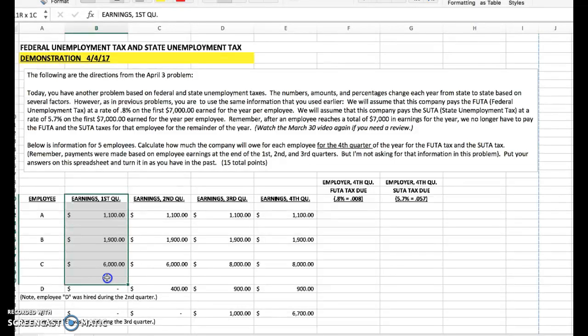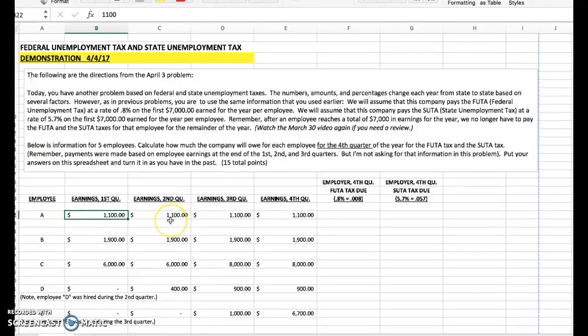In the first quarter, we only had 3 employees. The other 2 were not hired yet. And the second quarter earnings are there, third quarter and fourth quarter. Understand that at the end of each quarter, we will have to do the kind of calculations this problem calls for. So at the end of the first quarter, we had employee A, for example, earn $1,100. We would have had to figure the federal and the state unemployment tax based on that amount of money. Until he or she gets to 7,000, we have to keep paying for the quarterly earnings.